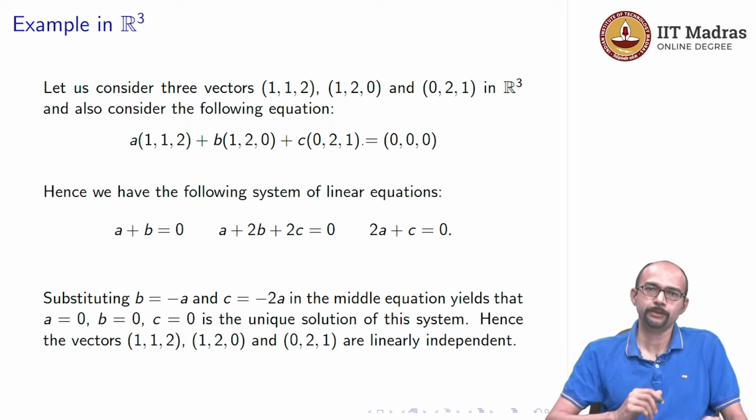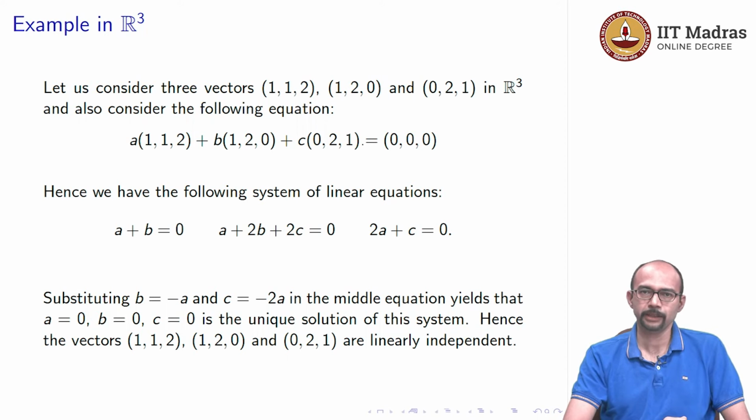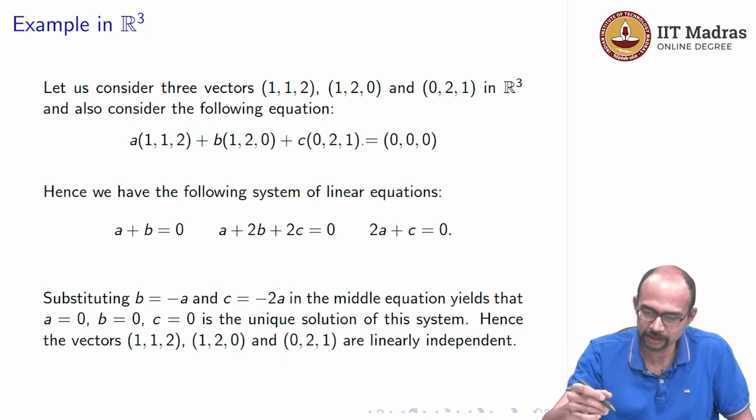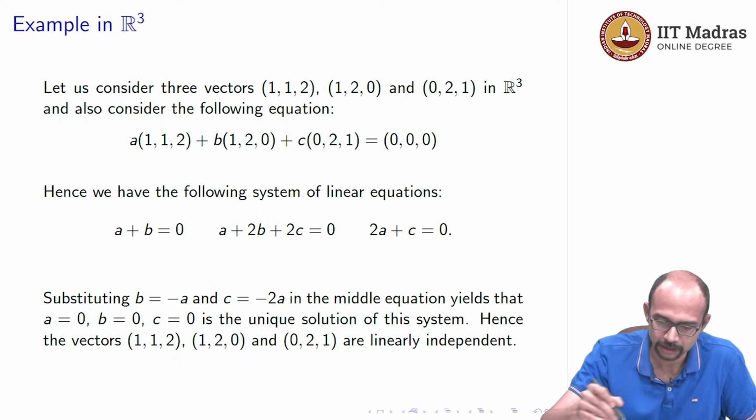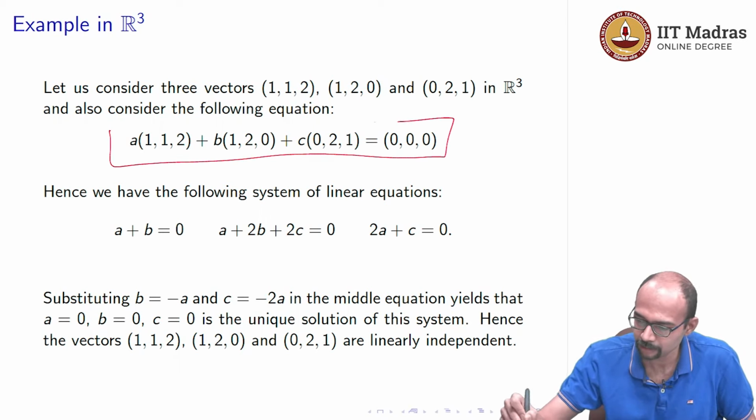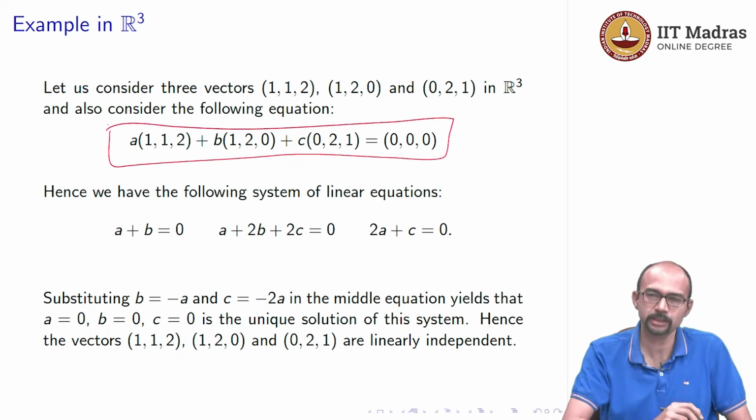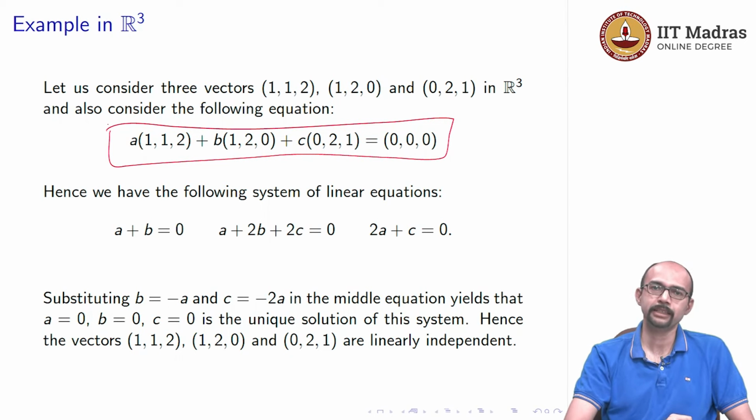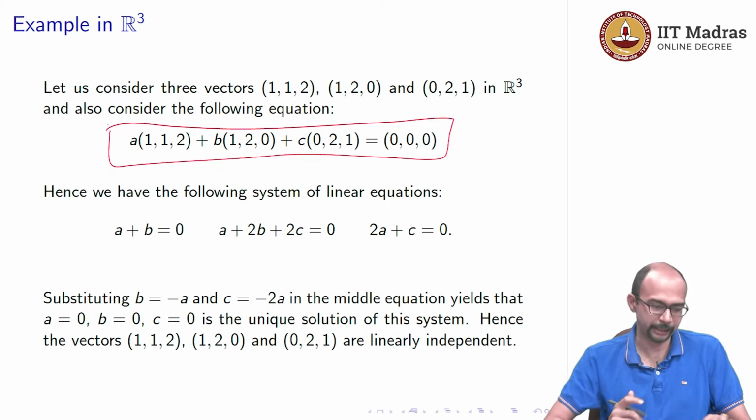So, what have we achieved? We have achieved that if you have an equation like this with coefficients a, b and c, then the only way this equation is satisfied, when I say this equation, I mean this equation here, the only way this equation is satisfied is when a is 0, b is 0 and c is 0. That tells us that these 3 vectors 1 1 2, 1 2 0 and 0 2 1 are linearly independent.